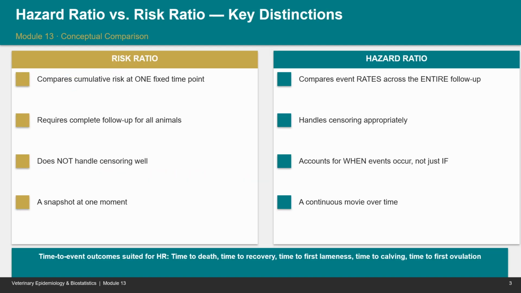The key distinction between a risk ratio and a hazard ratio: the risk ratio is a snapshot. It compares cumulative risk at one fixed point in time. The hazard ratio is a movie. It compares event rates across the entire follow-up period and accounts for when events happen, not just whether they happen. If you have a study where animals are followed for different lengths of time, or where some animals are lost to follow-up, the hazard ratio is the appropriate measure.